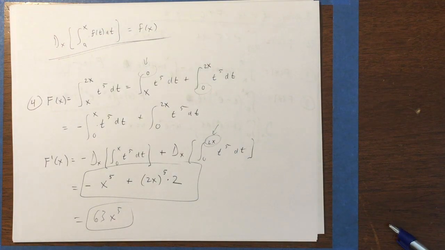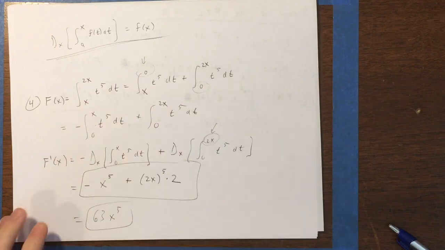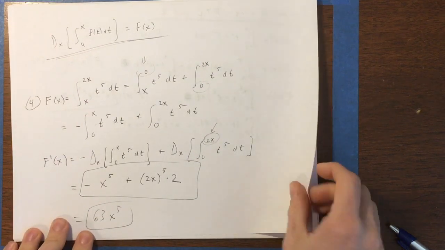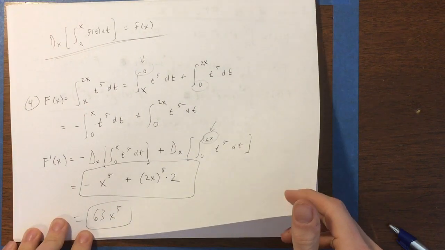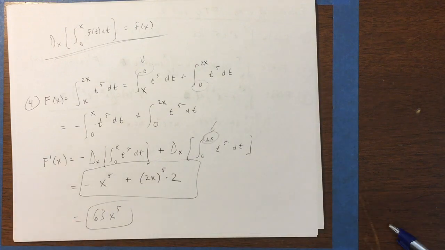So I hope this shows you how you can use the second part of the fundamental theorem of calculus like a differentiation rule, to help you take derivatives of functions defined in terms of definite integrals, like these types of accumulation functions, or some variations on accumulation functions, like this one. Okay, so yeah, I think that'll about do it for this video.